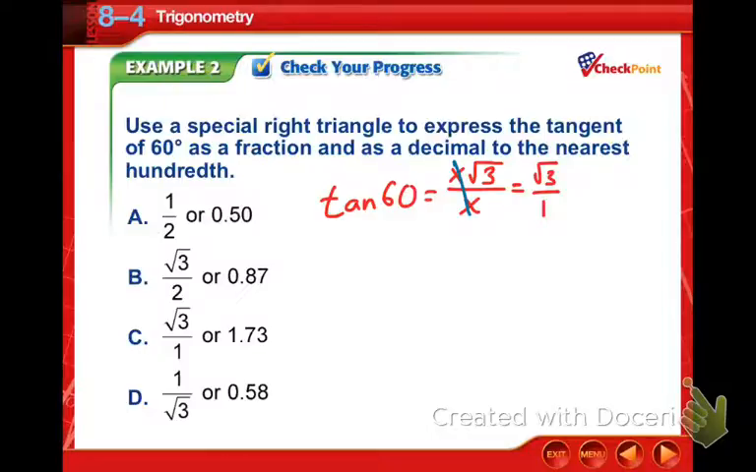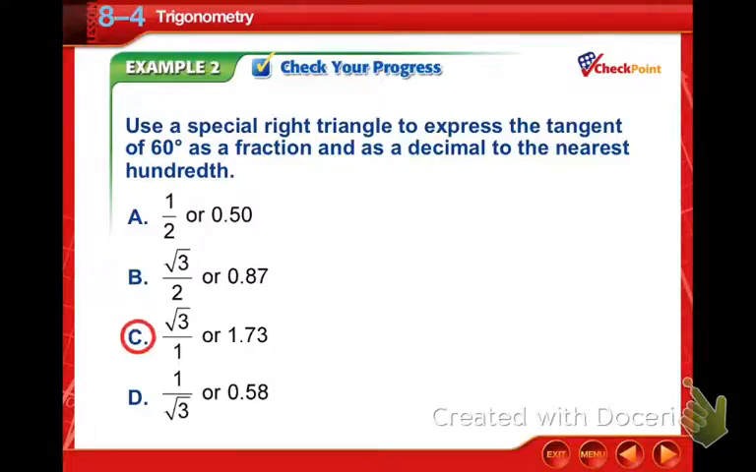So even if you didn't get the decimal, be able to recognize 1.73 in decimal form. So C is our answer. I know I'm kind of going fast on this, guys, but these are old notes, and you can rewatch this as much as you want if you need to.